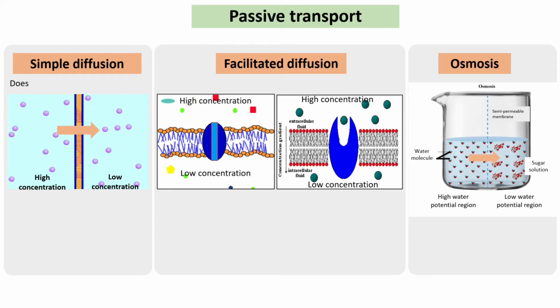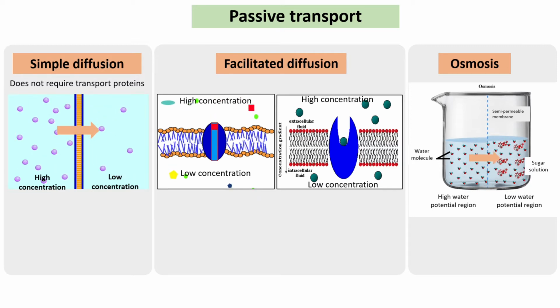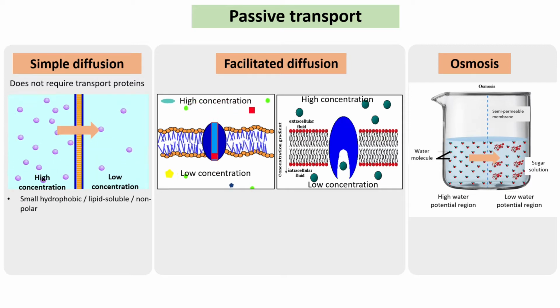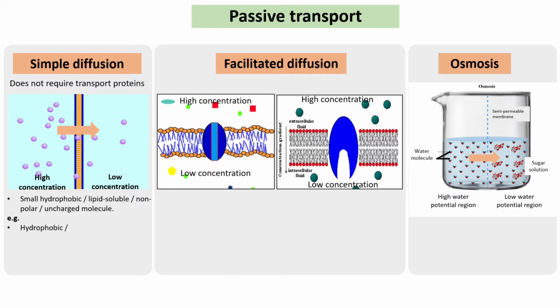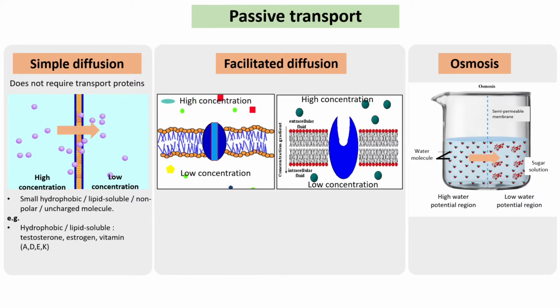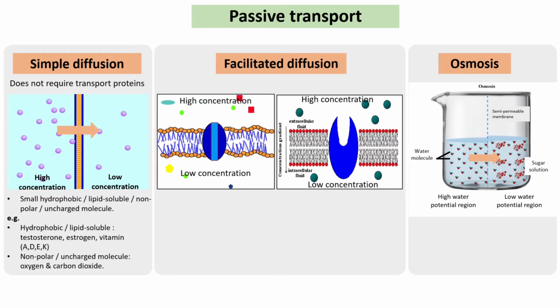In simple diffusion, diffusion of substances from a region of high concentration to lower concentration does not require transport protein. This is due to the characteristics of the substance, which are small size and hydrophobic, or lipid-soluble, or nonpolar, or uncharged molecule. Examples of hydrophobic or lipid-soluble molecules are testosterone, estrogen, and vitamin A, D, E, K. Examples of nonpolar, or uncharged molecules are oxygen and carbon dioxide.